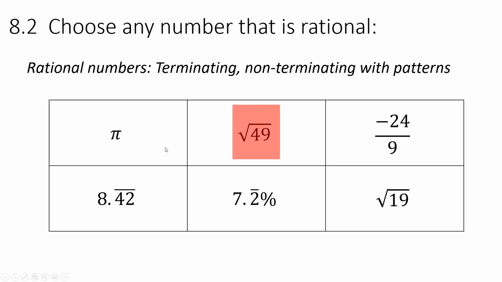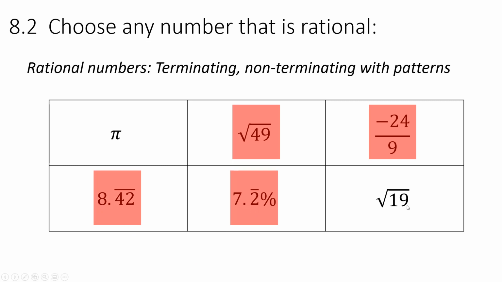So of these numbers, square root of 49, hey, that's already a fraction. This works out to 7. This is a fraction, therefore it's rational. This has a repeating pattern. This works out to a non-terminating decimal, but it goes on without a pattern, so it's irrational. So those are irrational numbers. Moving on.